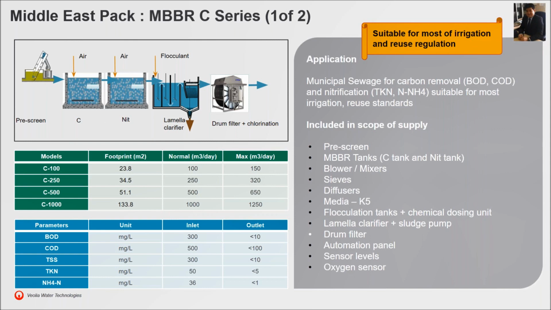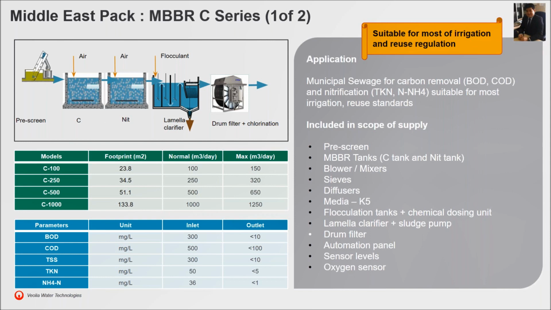As you can see, we produce 4 models: C100, which can deal with flows between 100 and 150; C250, from 250 to 320; C500, which deals with 500 to 650 cubic meters per day; and the biggest one, the C1000, which deals with 1000 to 1250. The reason why we propose those ranges is, again, as per the statistics and previous inquiries, that these are the most commonly asked capacities. But also, by having these 4 ranges, we are confident that we can cover most requirements by combining units in multiple lanes.